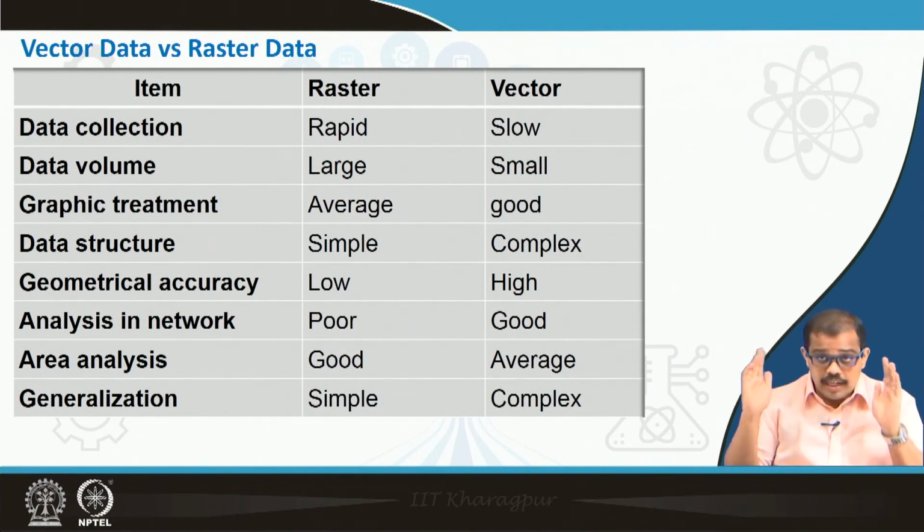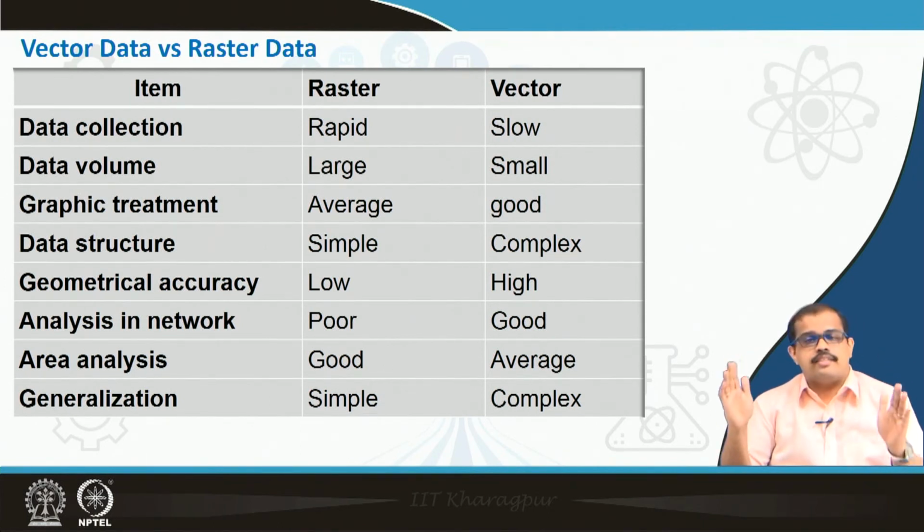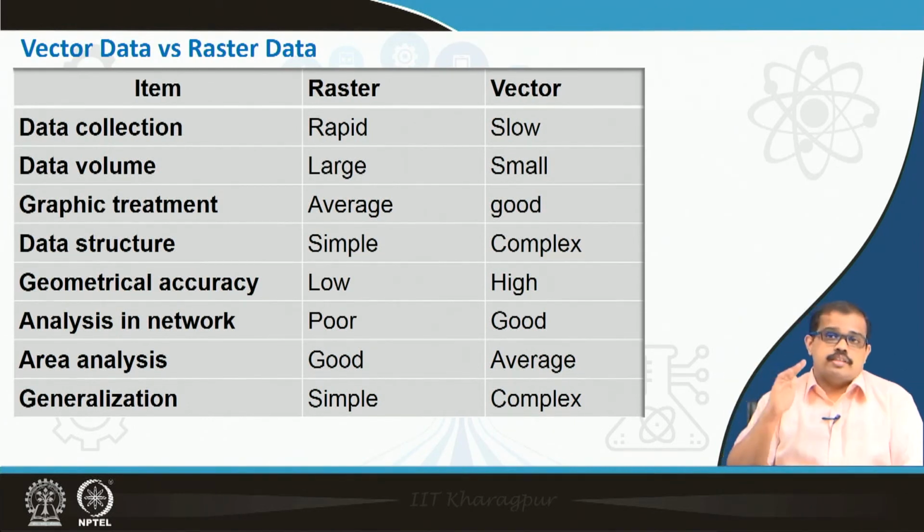But when you look at the data volume, raster data has a huge volume, or the storage space that is required in your entire database is large, whereas vector data is quite small, it is quite easily storable. So that is why you have a large amount of vector data.